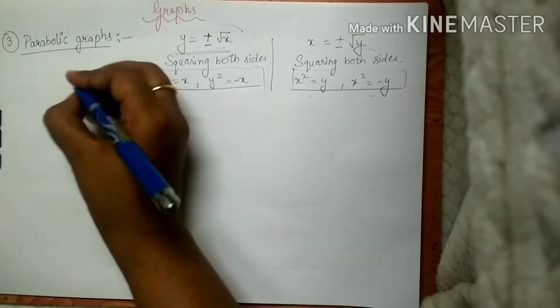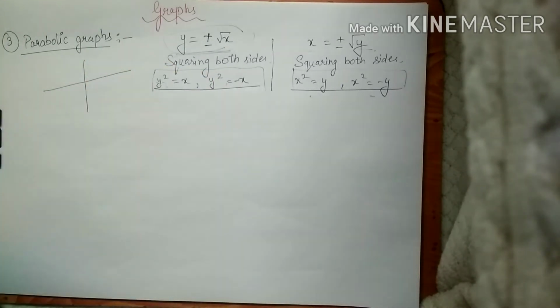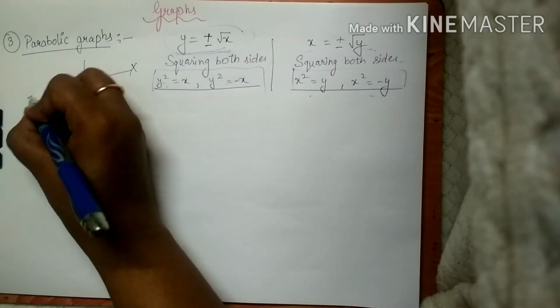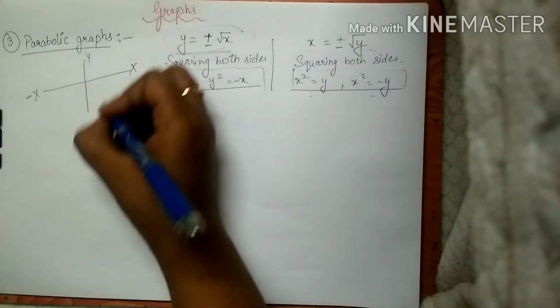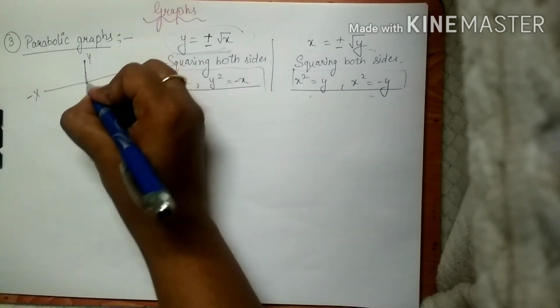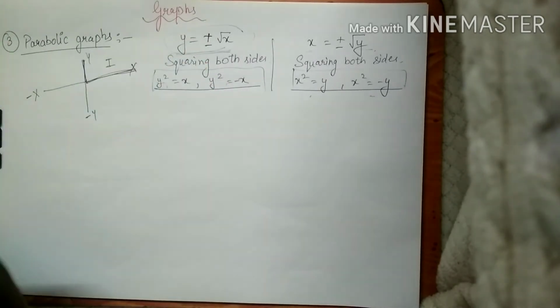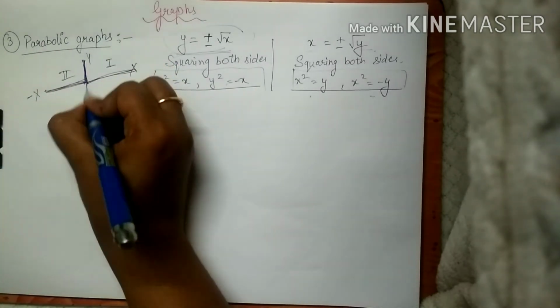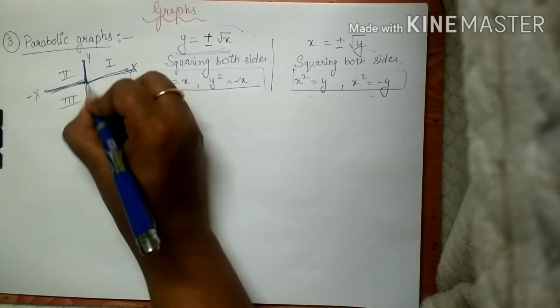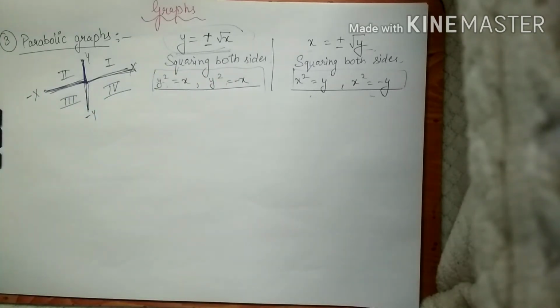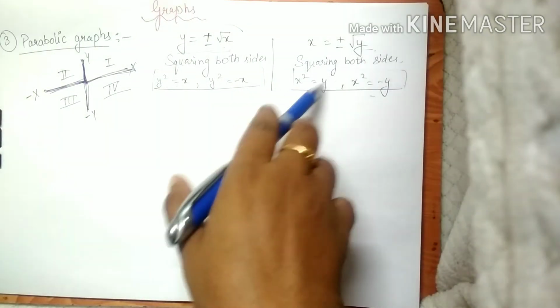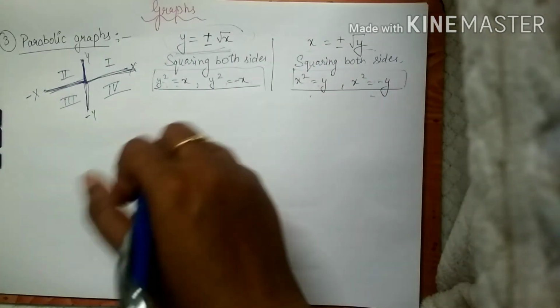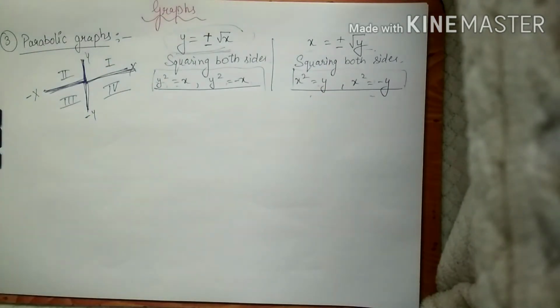Now what are your quadrants? See, when you have your x and y axis like this, suppose this is your positive x-axis, negative x-axis, positive y-axis, negative y-axis. Then this is your first quadrant, this is your second quadrant, this is third quadrant, and this one is your fourth quadrant. Okay, these are the four quadrants. So based on the type of the equation out of these four, the graph changes its quadrant. So we'll discuss all these four cases of parabolic graphs.